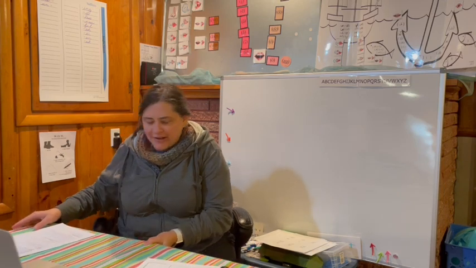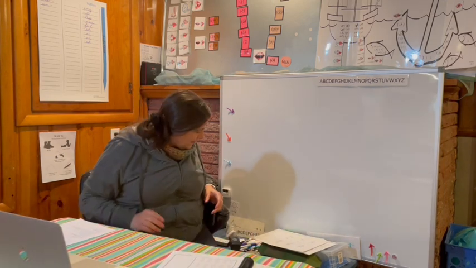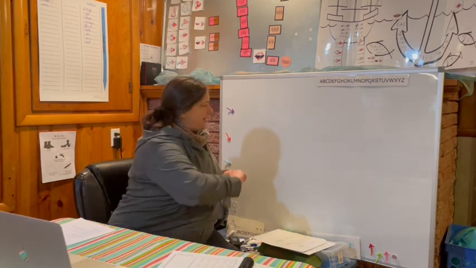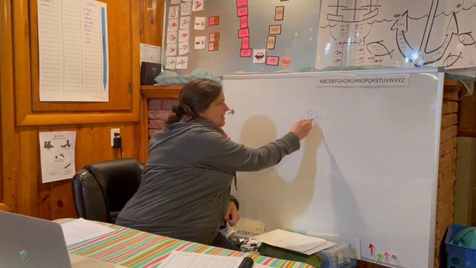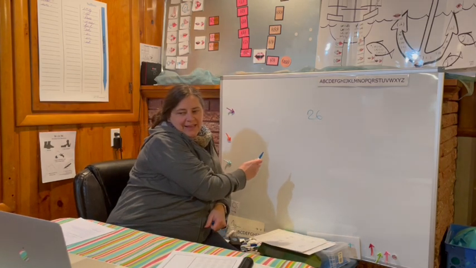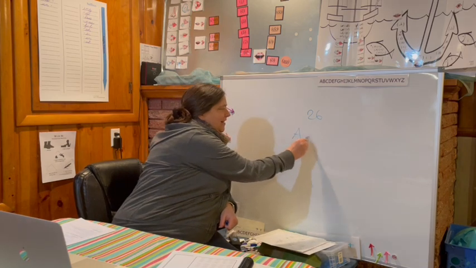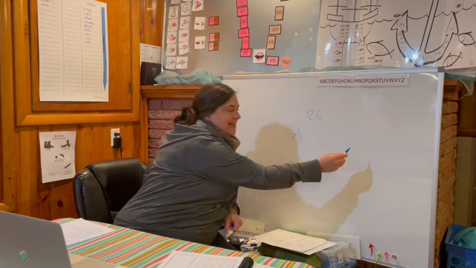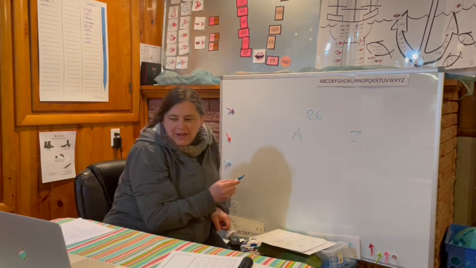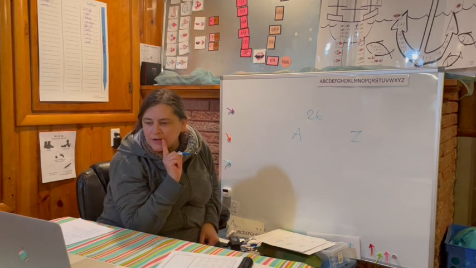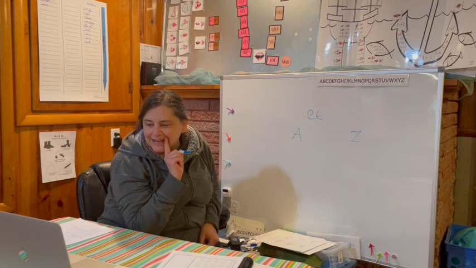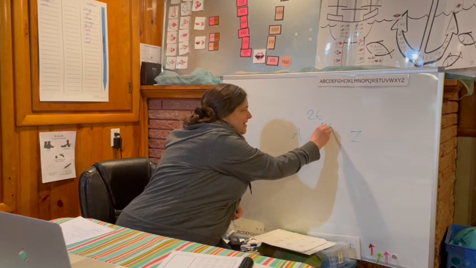And how many letters are there in the alphabet? 26, that's right, 26 letters. So what's the initial letter of the alphabet? A. And the final letter? Z. Oh, sorry, the medial letters. What are the medial letters? M, N, N. That's right.